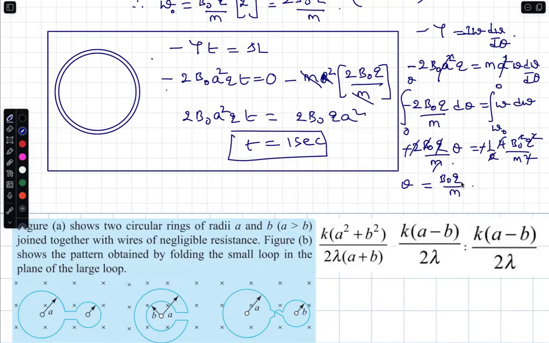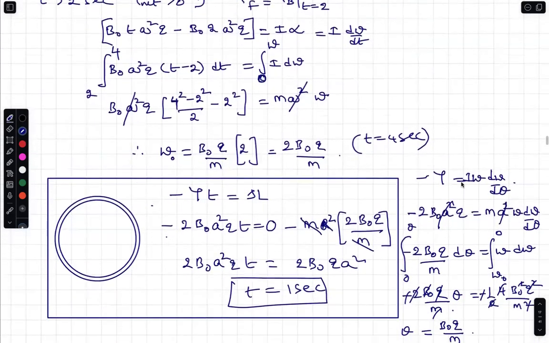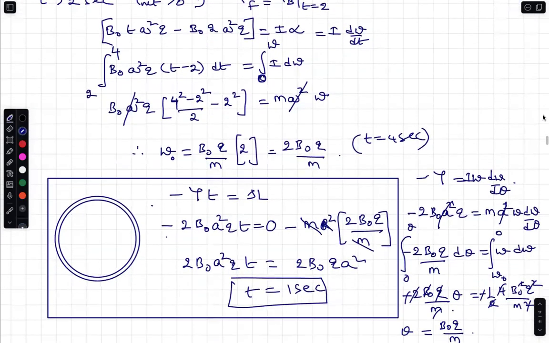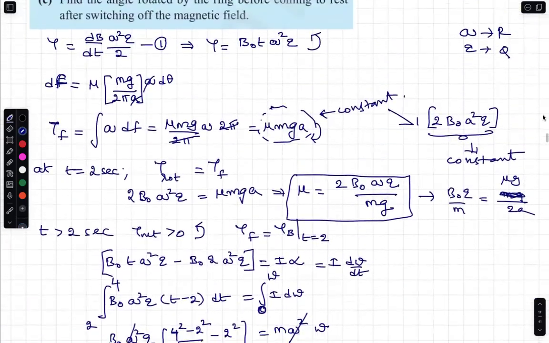That is the answer. If you are not interested, okay. B naught q by m can also be written as B naught q mu g by 2a. That way also you can write. It is up to you. This is how you need to solve. I am telling you, it is a damn sure question. Don't take it easy.